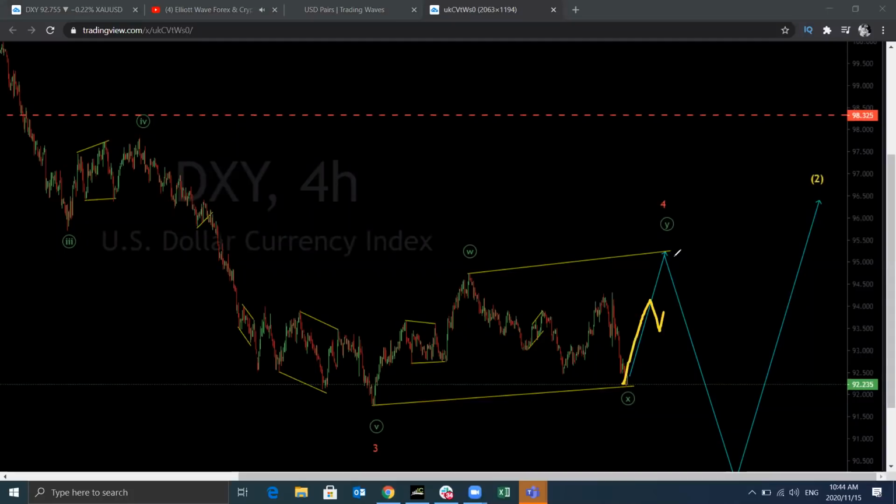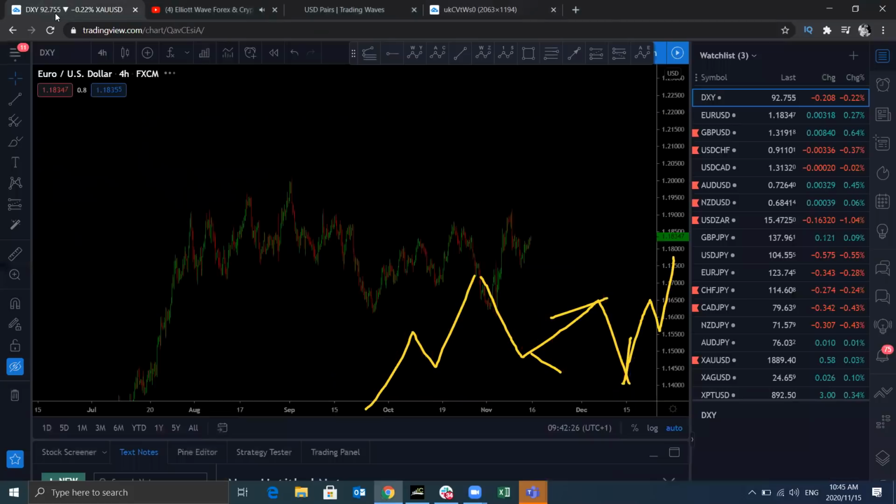We're expecting a 3-wave structure here. We started with 3 waves up. Remember, Euro US dollar, we started with a structure to the downside. This is an expanding flat here on the X, like that, and then we're expecting a 3-wave to the upside. That is why you see the dollar index has started this move to the upside, and then we're going to be expecting a drop after this structure completes. So currently we are around these areas on the DXY.